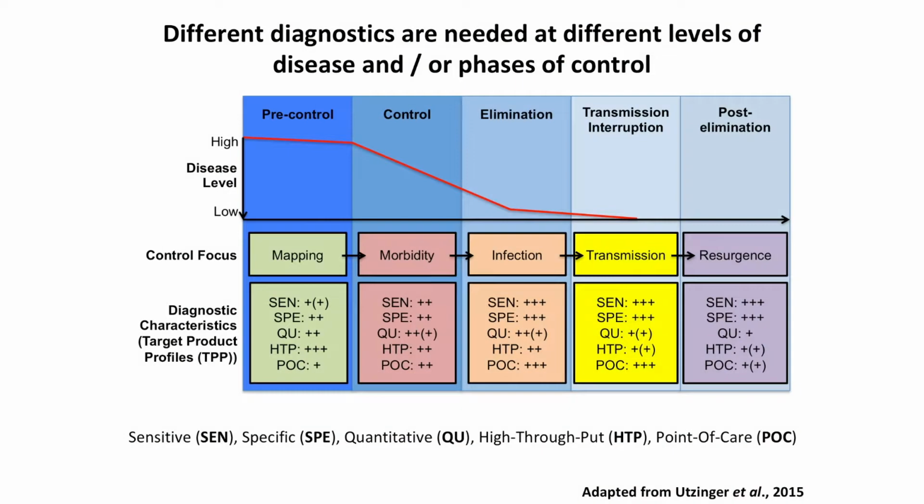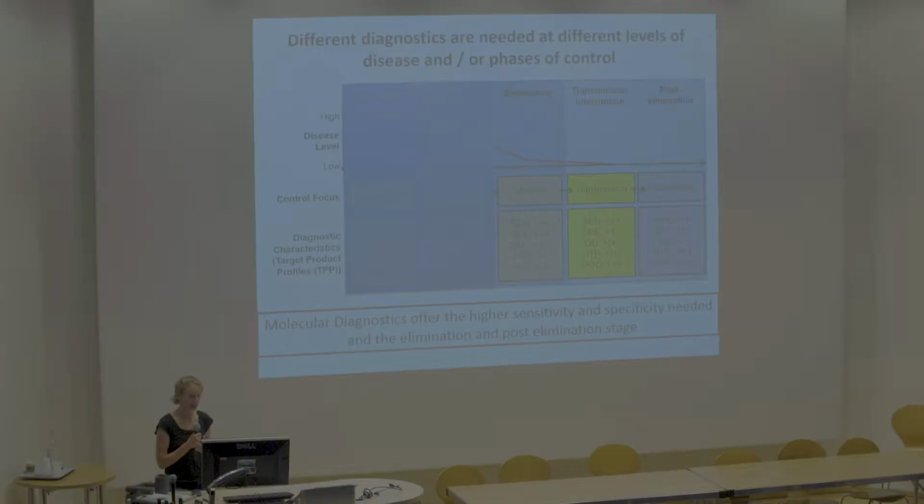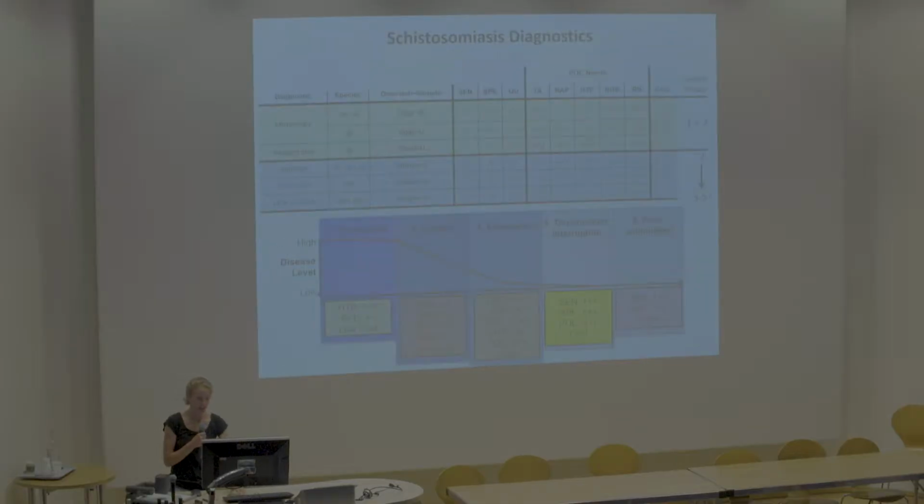So as we've seen in pictures this morning, your diagnostics need to change as you go through different stages of your control and elimination programs. And as you get down to the lower end, so the elimination, the transmission interruption, and the post-elimination stage, you need to start to increase the sensitivity and specificity of your diagnostics. And things like molecular diagnostics offer some of those characteristics. So we can start to think about integrating those diagnostics into that stage.